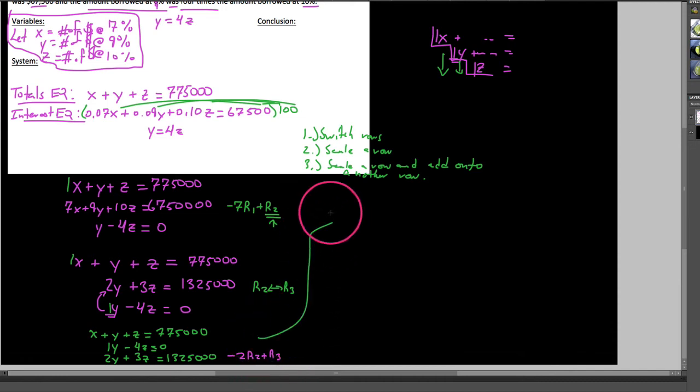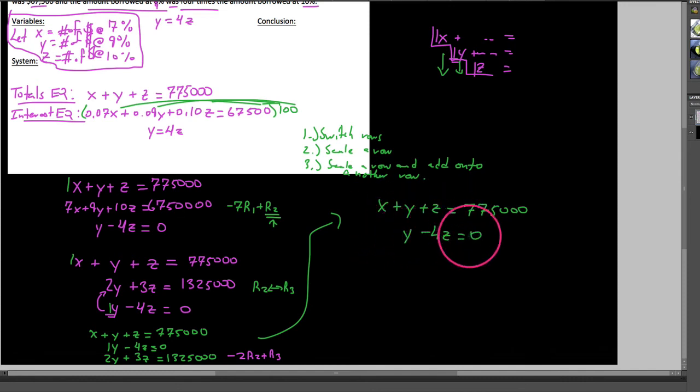And so we're going to bring my system back up over here. This means that I didn't do anything to my first row, and nor would I do anything to my first row after I get a leading 1 on it. It's always going to be the same. Now my second row, which is y minus 4z equals 0, because it has a leading 1, it's always going to be the same now.